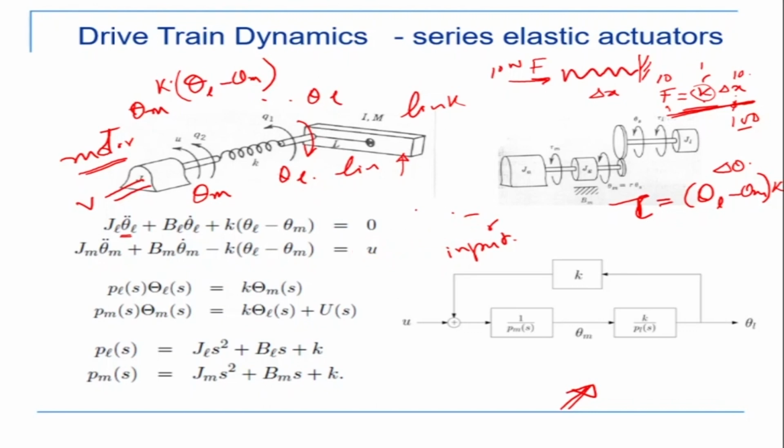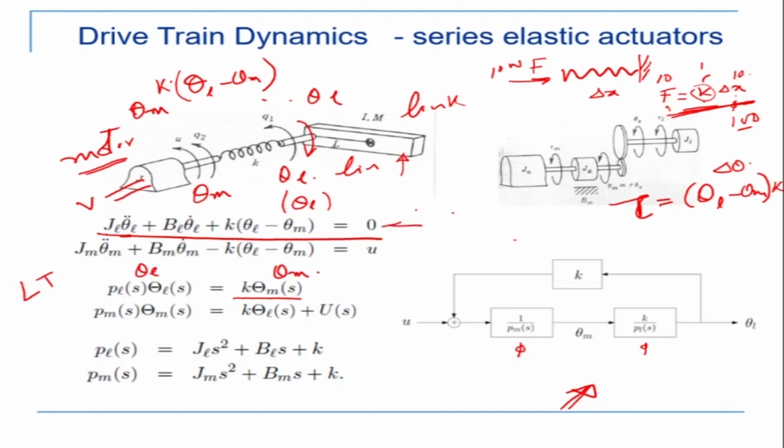Okay, here there are two equations. There are two P_M S from the motor side and P_L S from the link side. So P_L(s) times theta_L(s) is equal to K times theta_M. From this equation, I put all the theta_L's on the left hand side after taking the Laplace transform, and theta_M on the right hand side. On the right hand side there's only one theta_M. So P_L(s) theta_L(s) is equal to K theta_M(s). And what is P_L(s)? P_L(s) is equal to this stuff. So this is equal to theta_L(s), right?